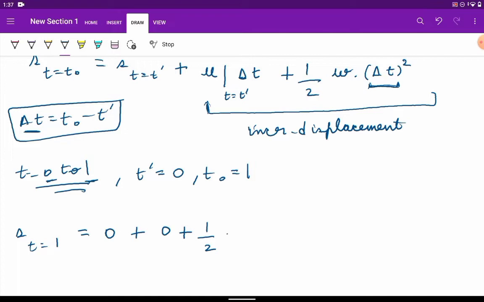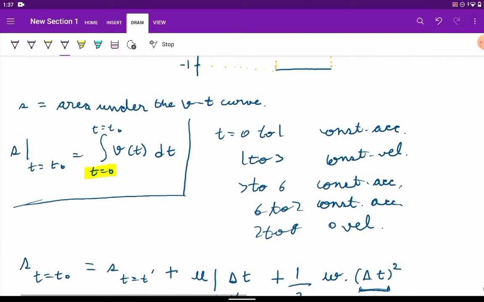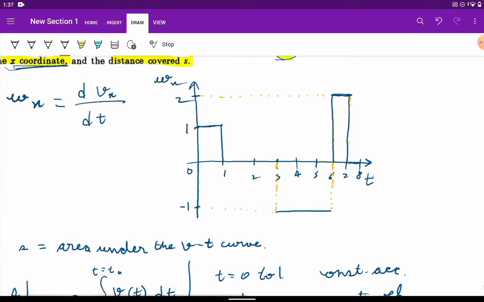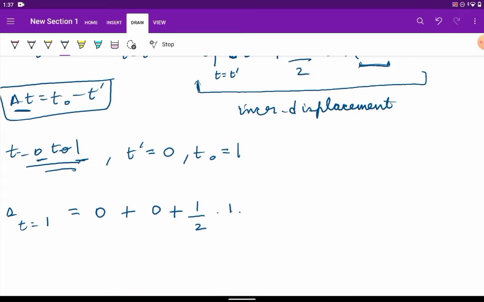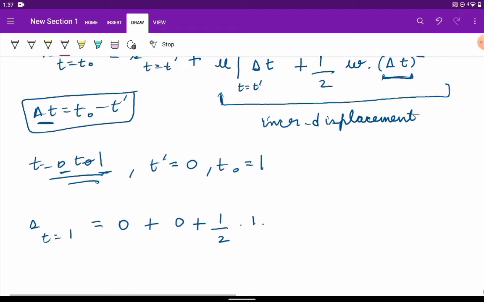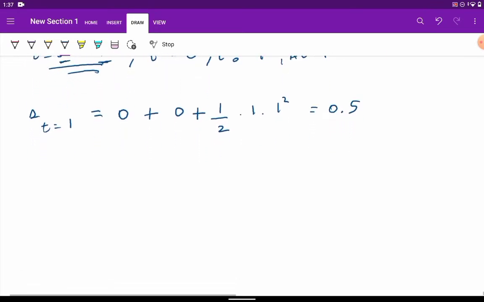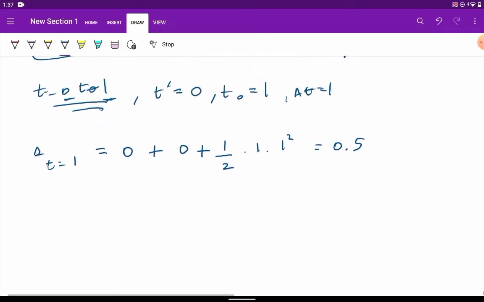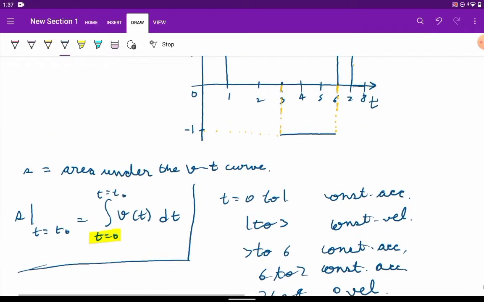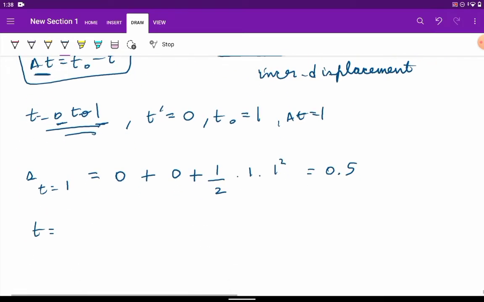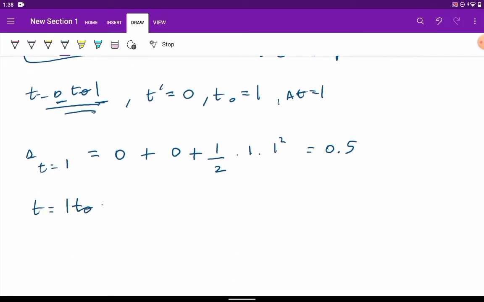So half into, what is the w during the delta t? From the curve that I have drawn, it is 1. So half into 1 into delta t square. Delta t is 1 minus 0, which is 1, so 1 square. So this becomes 0.5. So s at t equal to 1 is equal to 0.5. Fine, we'll draw the whole curve later. Now let's go to the next span. So it is t equal to 1, 2, 3, constant velocity, right?